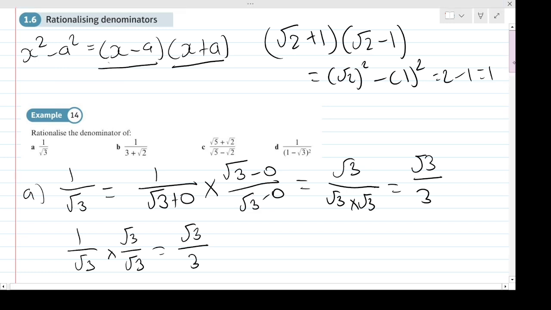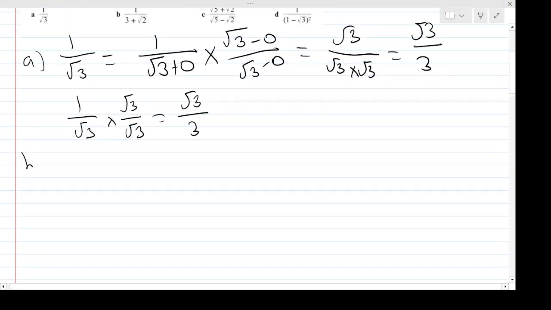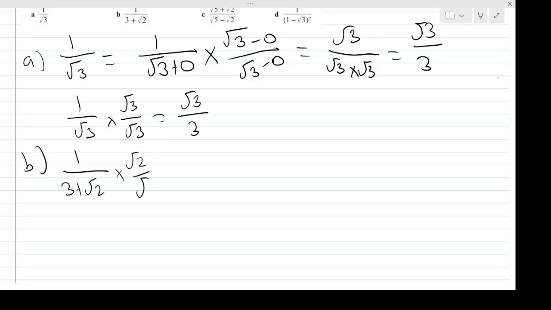Let's have a look at part B then, a more complicated example. We have 1 over root 3, sorry, 3 plus root 2. Okay, so with this example, I can't just times by root 2, okay? Because I'm still going to have a root on the bottom, because 3 times root 2, for example, is just 3 root 2. I'm still going to have a root 2, so it's still going to have a root in it. I want to get rid of the root.